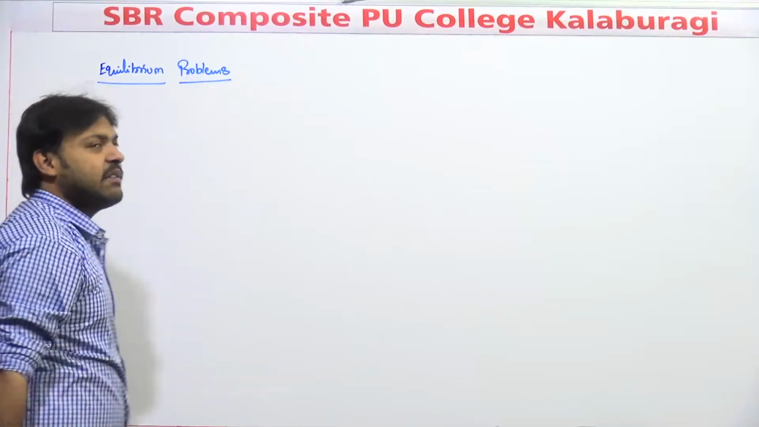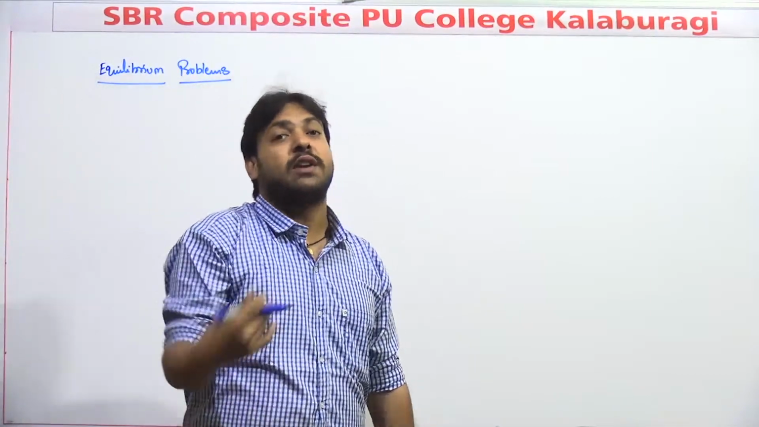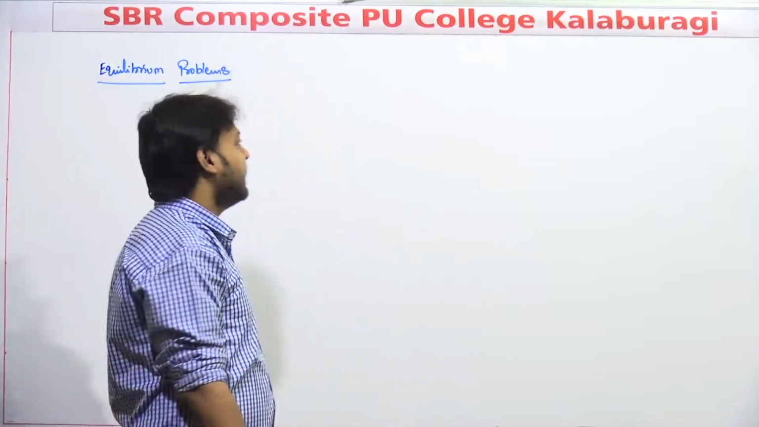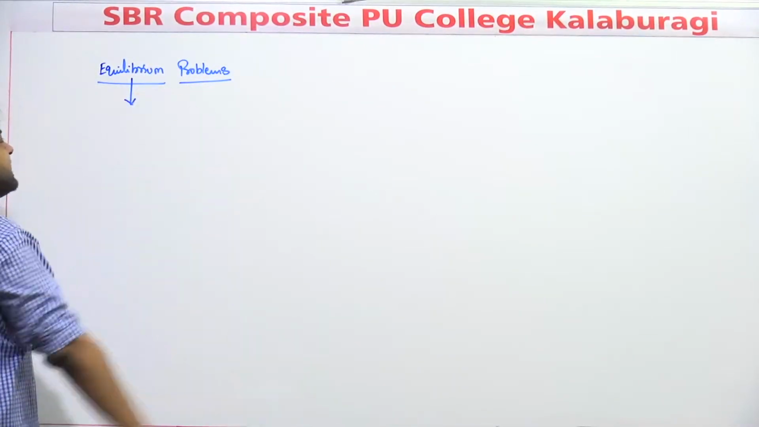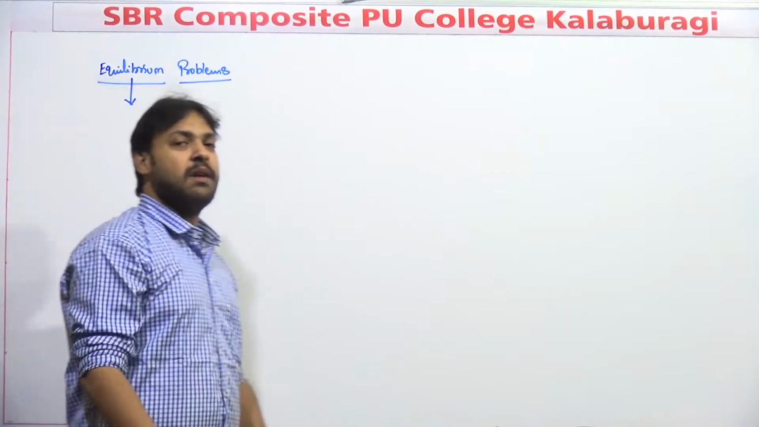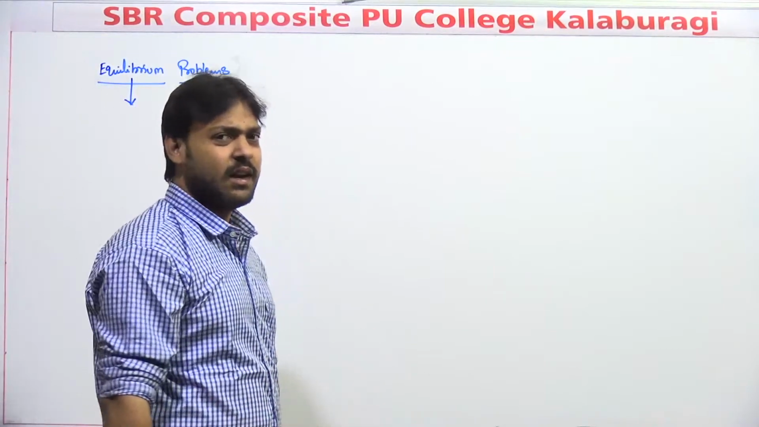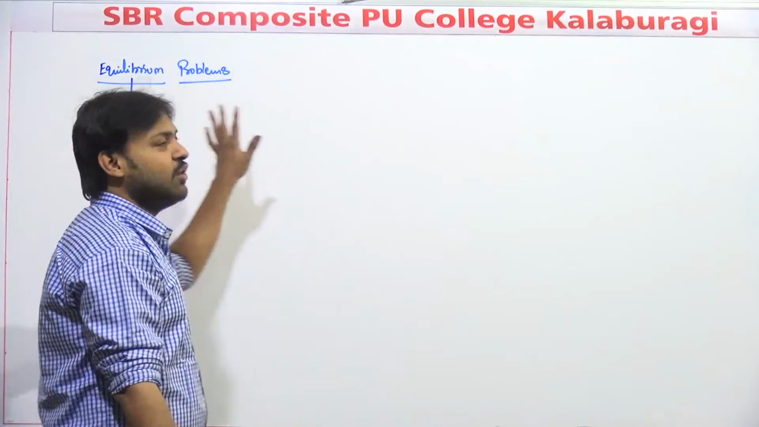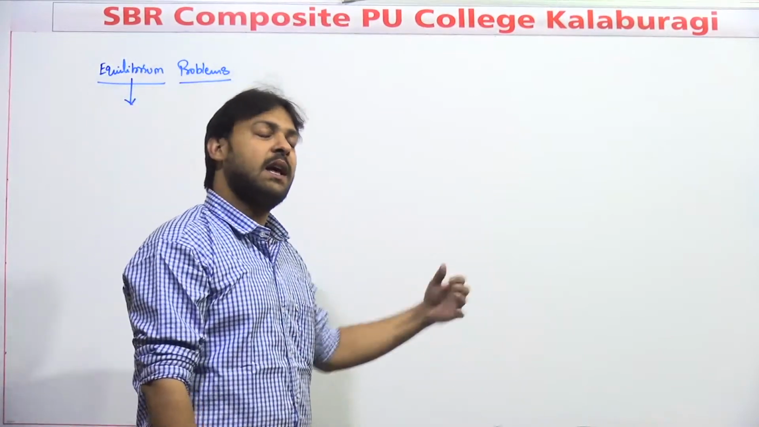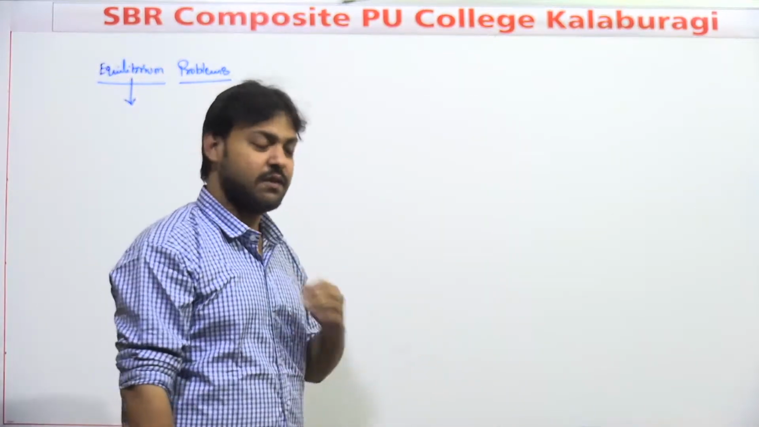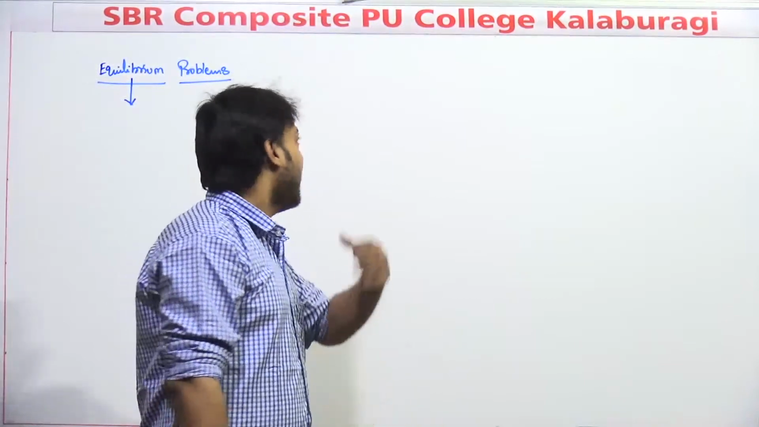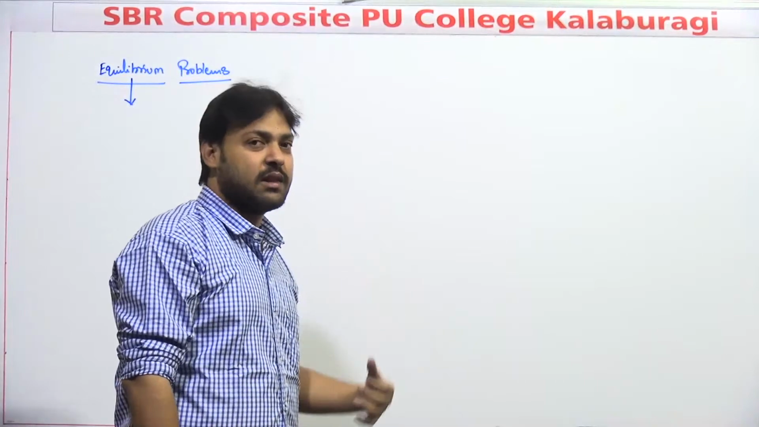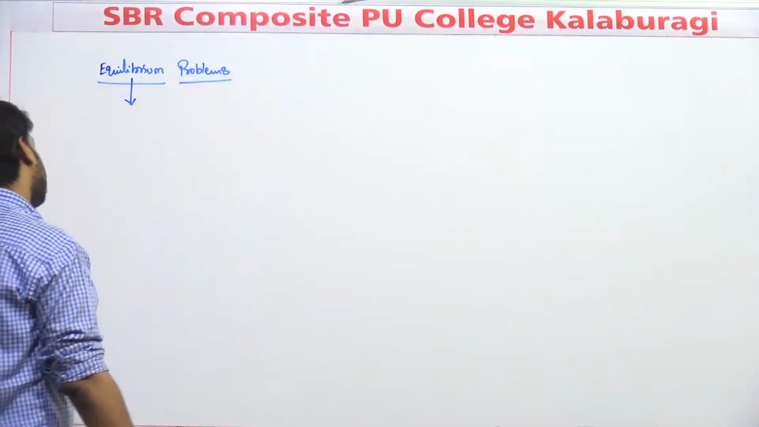So we call it equilibrium problems, or problems on equilibrium. Don't worry about that. So what do you mean by equilibrium exactly? If you know the types of equilibriums, then this topic will be easy. First we'll go for what we mean by equilibrium and the types of equilibriums, and then we'll come back. So what do you mean by equilibrium actually?